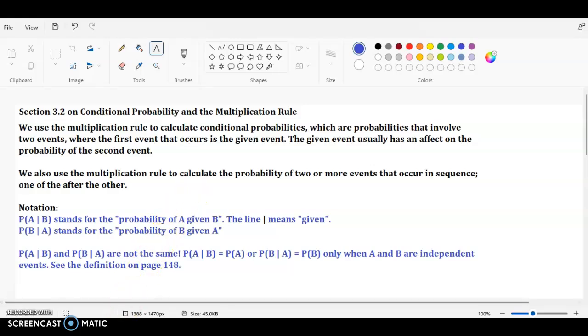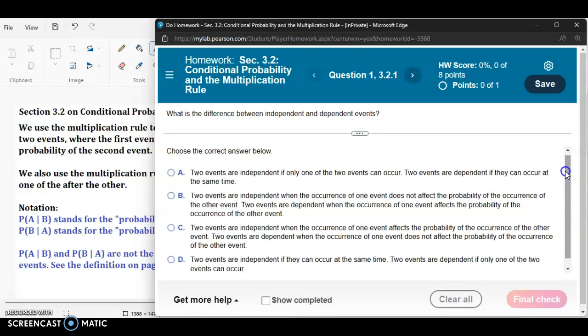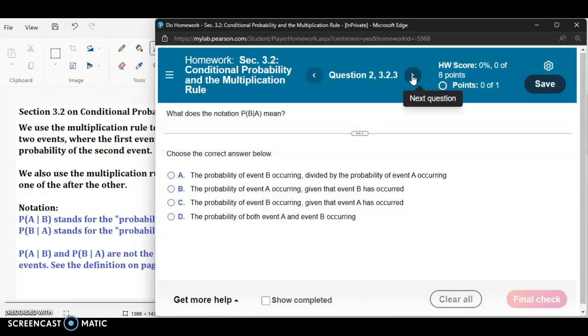Let's go and look at some examples from the homework. The first question asks, what is the difference between independent and dependent events? I would encourage you to review the definitions of independent and dependent in the book, so I'm going to skip over this question. Question 2 asks what the notation means, and we just went over this in the first part of the video, so I'm going to skip question 2.